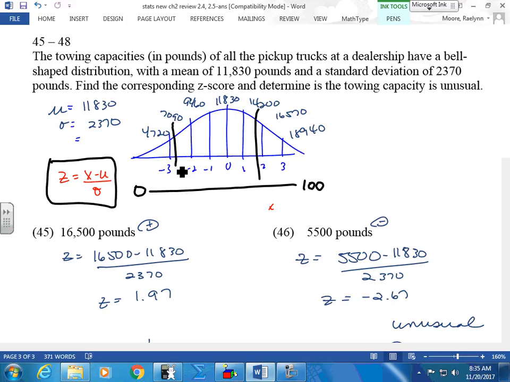If it's between 1 and 2, is it usual or unusual? You want your data to be between 1 and -1. This is where most of your data falls, the highest part of your curve. I would say as you go out to here, this is still fine. This is still good, that's after 1.5. I would say after that is pretty unusual. When you hit 2, it's unusual.